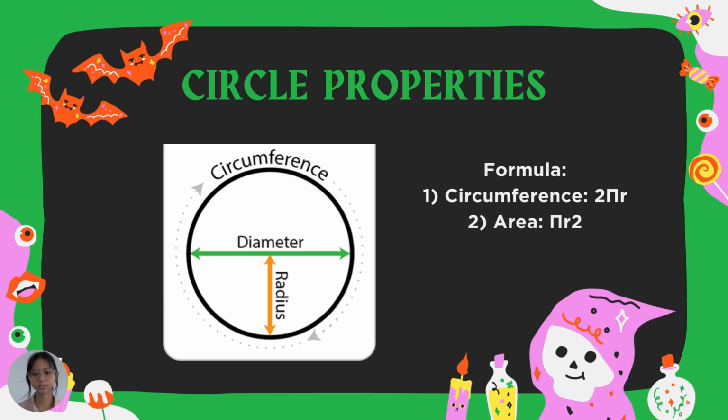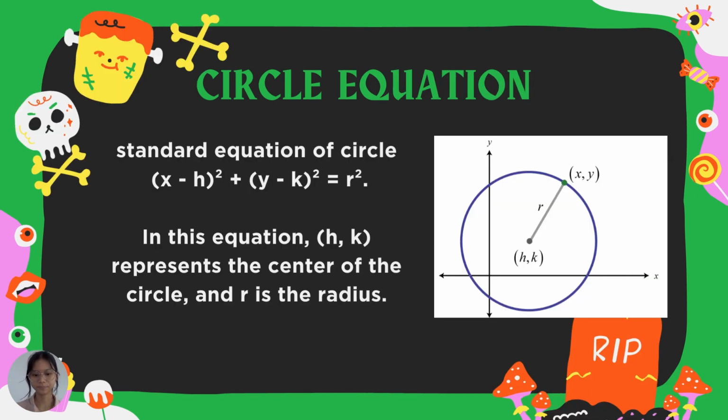To calculate the circumference, we will use the formula 2 pi r, and to calculate the area of a circle, we will use pi r squared. A standard equation of a circle is (x minus h) squared plus (y minus k) squared equals r squared. In this equation, (h, k) represents the center of the circle and r is the radius.